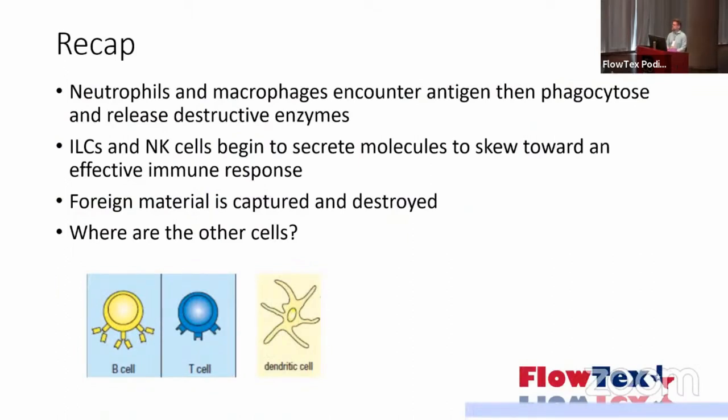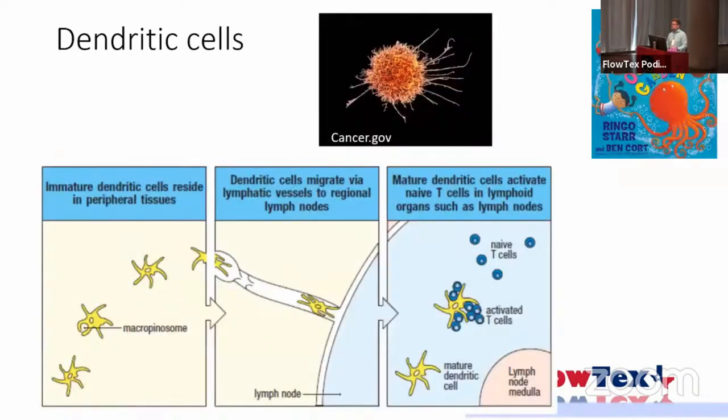Maybe they'll release some destructive enzymes depending on the cell type that they are. The ILCs and the natural killer cells begin to secrete molecules, cytokines, things like that, to skew towards an effective immune response. This foreign material is captured and destroyed by the macrophages and the neutrophils. But what are these other cells doing? The B cells, the T cells, and the dendritic cells. And so we're going to start with the dendritic cell.